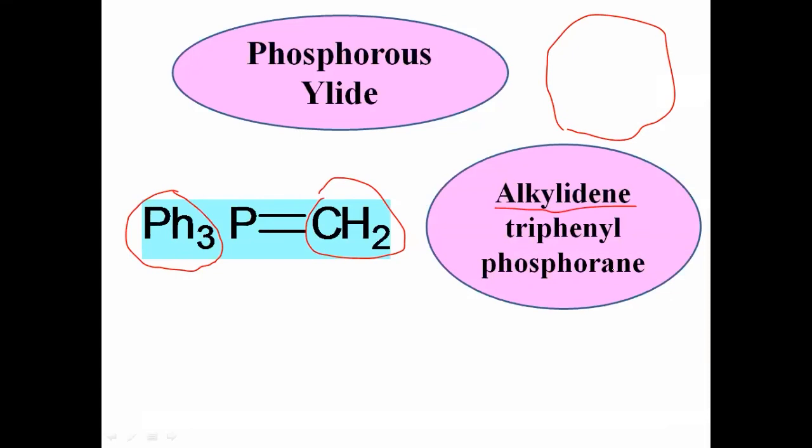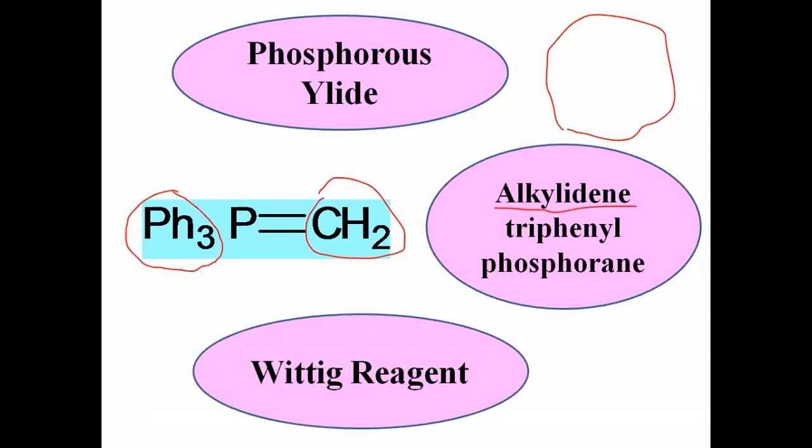That is, the compound alkylidene triphenyl phosphorane, that reagent, is called phosphorus ylide. Such a compound or reagent we call phosphorus ylide, and it is also known as the Wittig reagent. It is also named a Wittig reagent, and this reaction is called the Wittig reaction. This is just about the particular reagent used in the reaction, what is meant by phosphorus ylide.